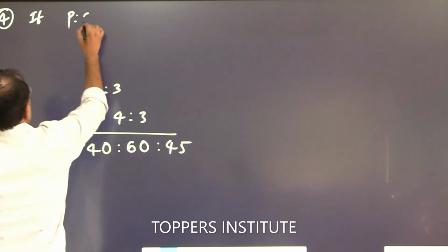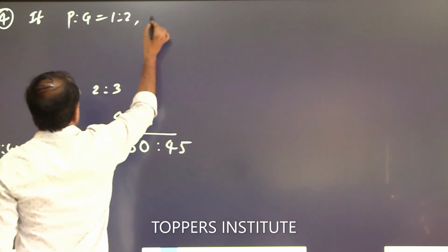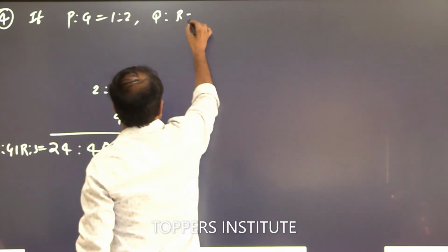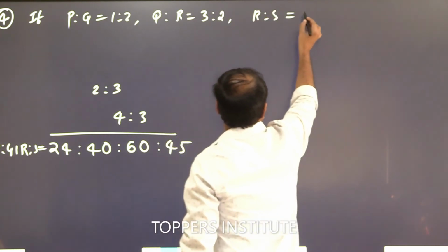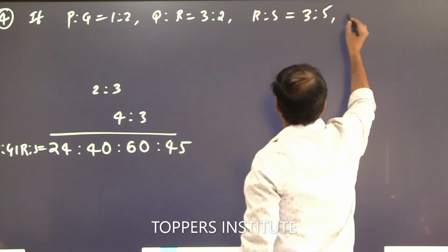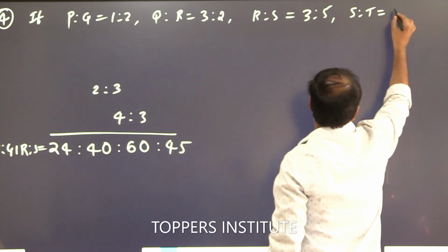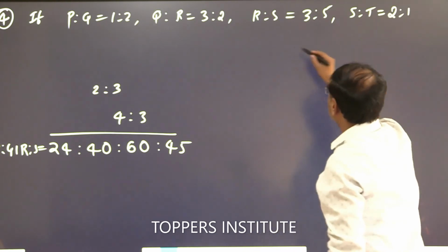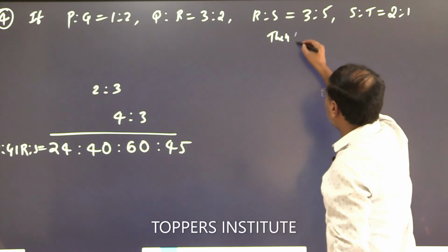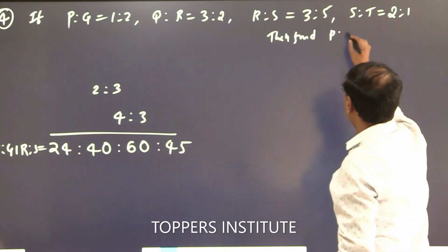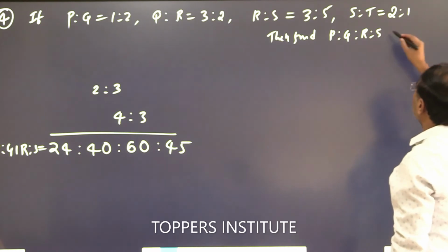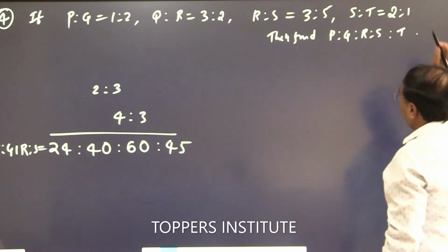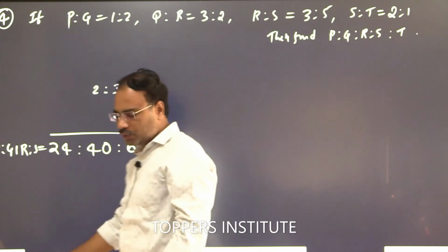If P is to Q is equal to 1 is to 2, Q is to R is equal to 3 is to 2, R is to S is equal to 3 is to 5, S is to T is equal to 2 is to 1, then find P is to Q is to R is to S is to T. So this is the next question.